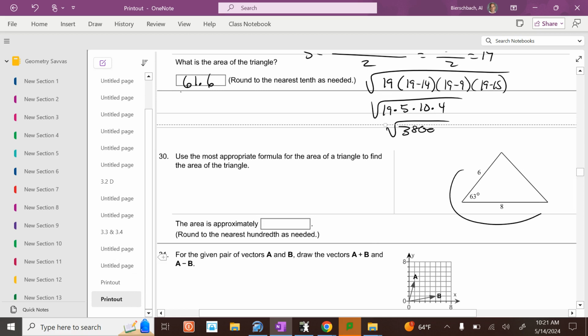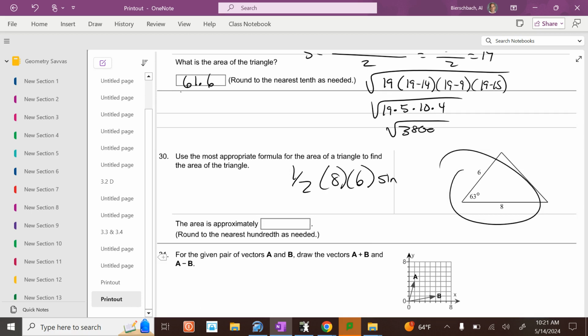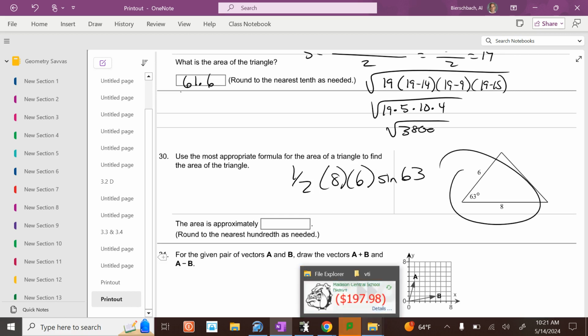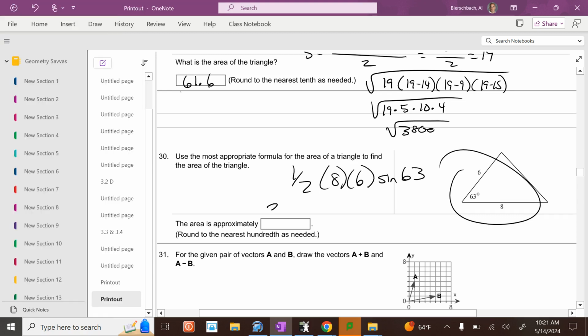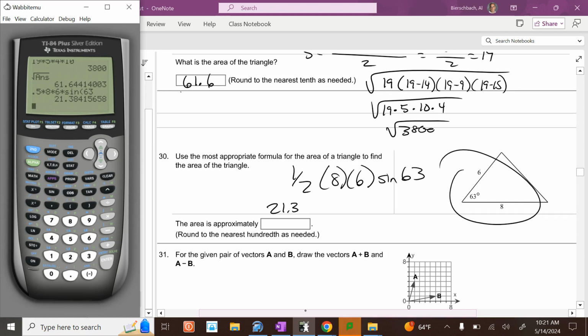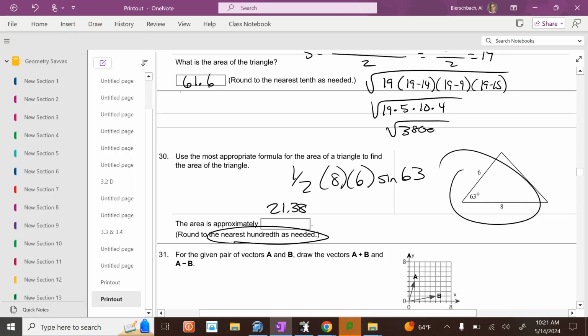Find the area of this with side angle side. So it's 1/2 of 8 times 6 times the sine of 63 degrees. 1/2 of 8 times 6 times the sine of 63, which is 21.38, because it says round to the nearest hundredth. So make sure you look at the directions when you're taking this.